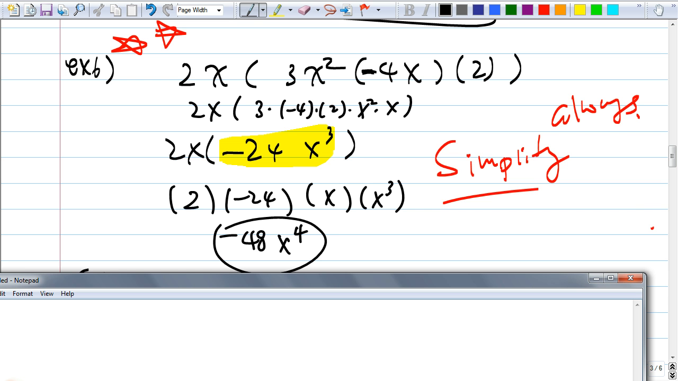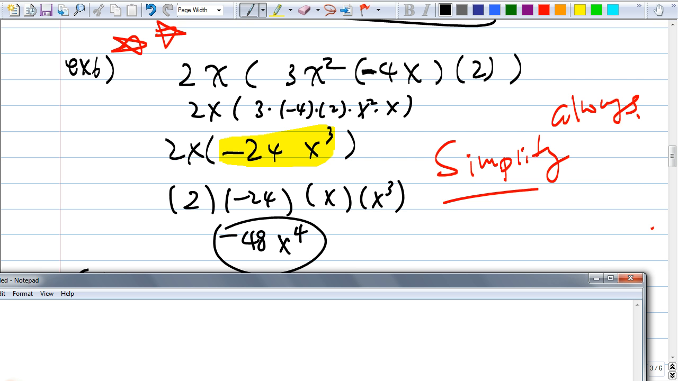I gather all the numbers and all the variables together. How many people got negative 48x to the fourth? Very good. How many people changed their mind? How many people realized as they were doing this, oh, this is just a monomial? Okay, a few of you. How many people just thought, that's just a monomial, just by looking at it? Okay, very good. Please be careful. If you have a monomial, then you just multiply it once. Any questions? Are we good?